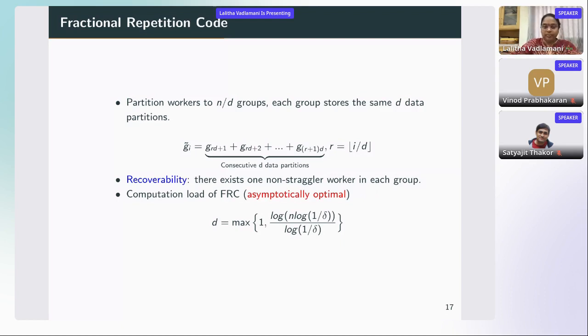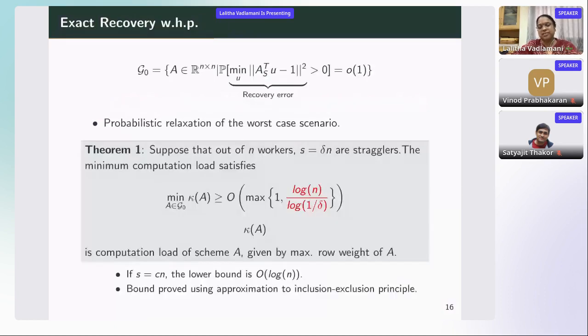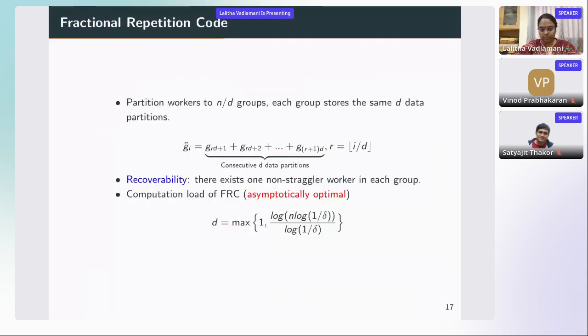With this choice of d, it has been shown again, and I think even in this proof some inclusion exclusion principle is used, that if we pick such a computation load and do a fractional repetition code, then we'll be able to satisfy this condition for recovery, right? Which means that there will be a negligible fraction of sets in which your all ones vector is not in the span, but that is all that we wanted. So for exact recovery with high probability, we are still okay with fractional repetition codes with the repeating factor, this d parameter, picked carefully. And it is asymptotically optimal because this factor doesn't matter when n is going to infinity.